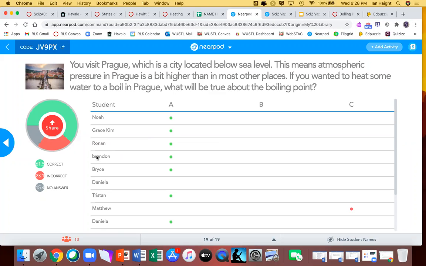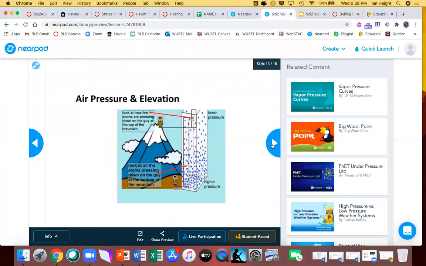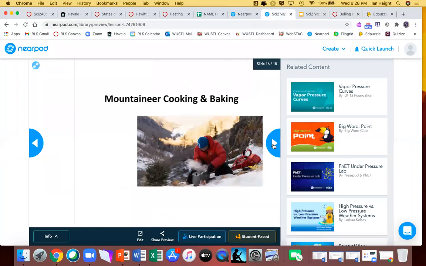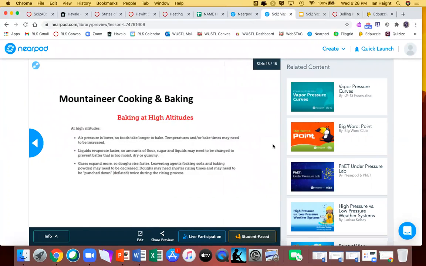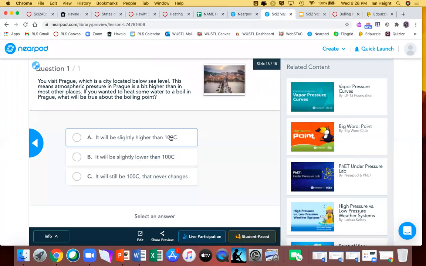All right, looks like answers from most of you. I'll go ahead and share. The correct answer is indeed A. By going to a lower elevation, right? You're now below sea level. Prague is actually below sea level. There's more air on top of you, right? There's more air pressure. And so vapor pressure has to be higher to equal that. So water would boil a little bit higher than 100 degrees Celsius, the opposite effect of going to higher elevation. And so this explains that trend.